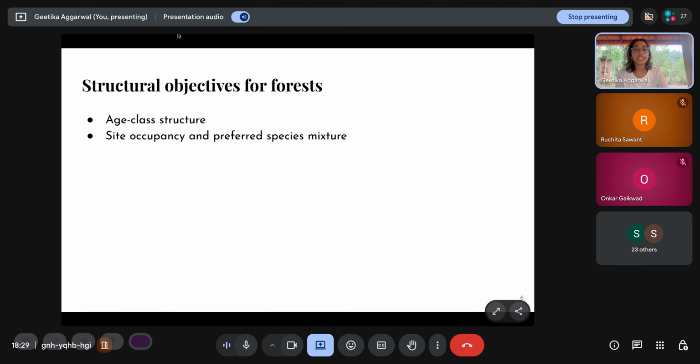Then there's site occupancy and preferred species mixture. So what kind of species do I want in my area? Do I want a highly biodiverse forest, or do I want a monoculture? What is my goal for this forest, basically? And what is the site occupancy?